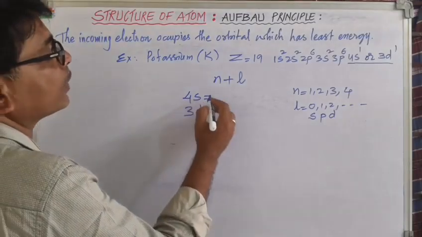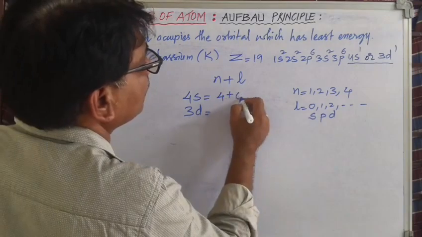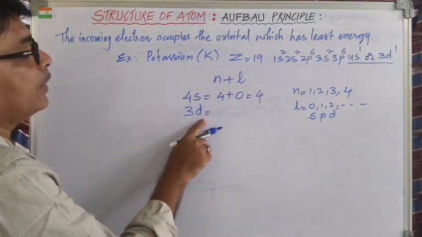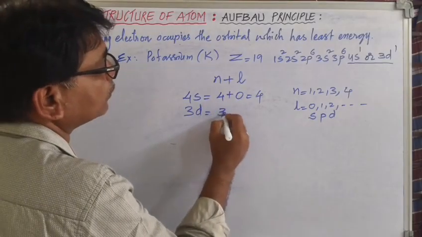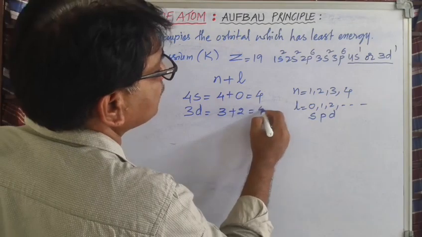So what happened here? 4s. So it is 4 plus s. S means how much? 0. 4 plus 0 is equal to 4. Now what is the n plus L value for 3d? 3 is the n value. D means it is 2. Therefore the answer is 5.